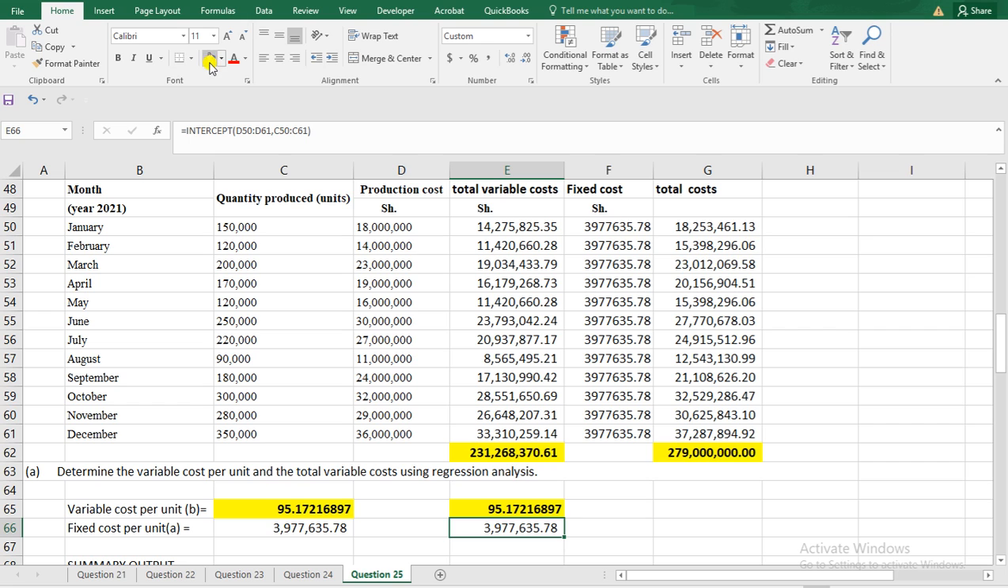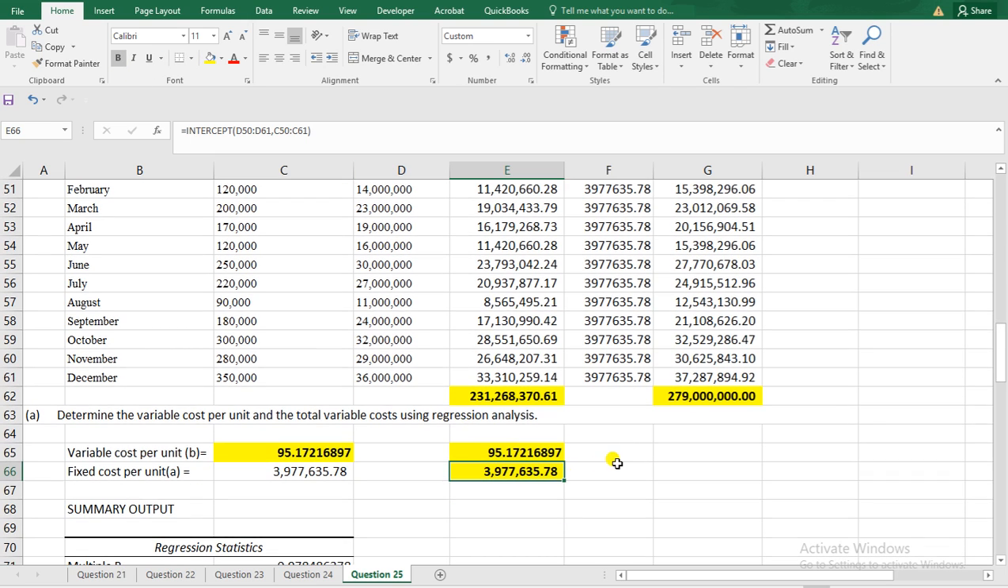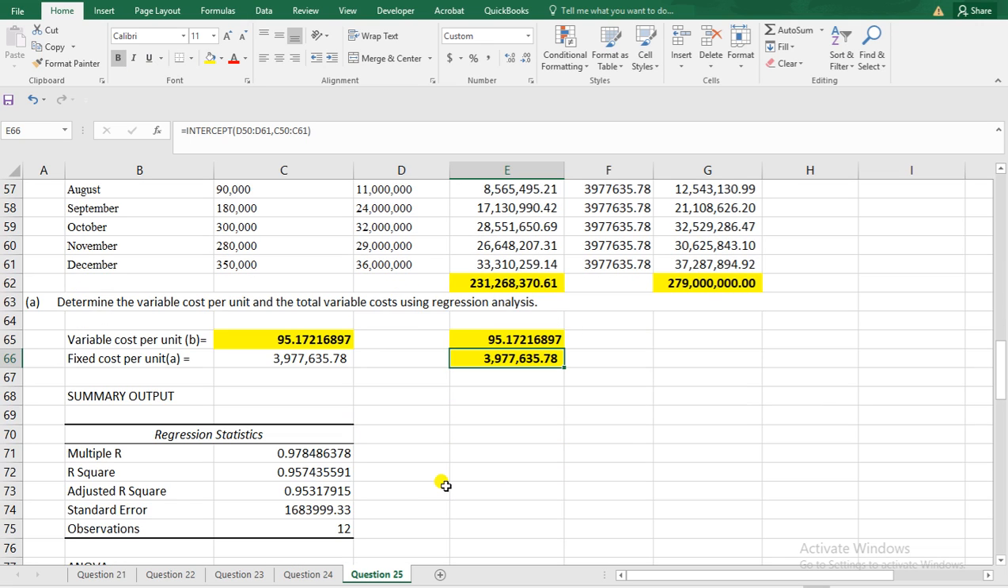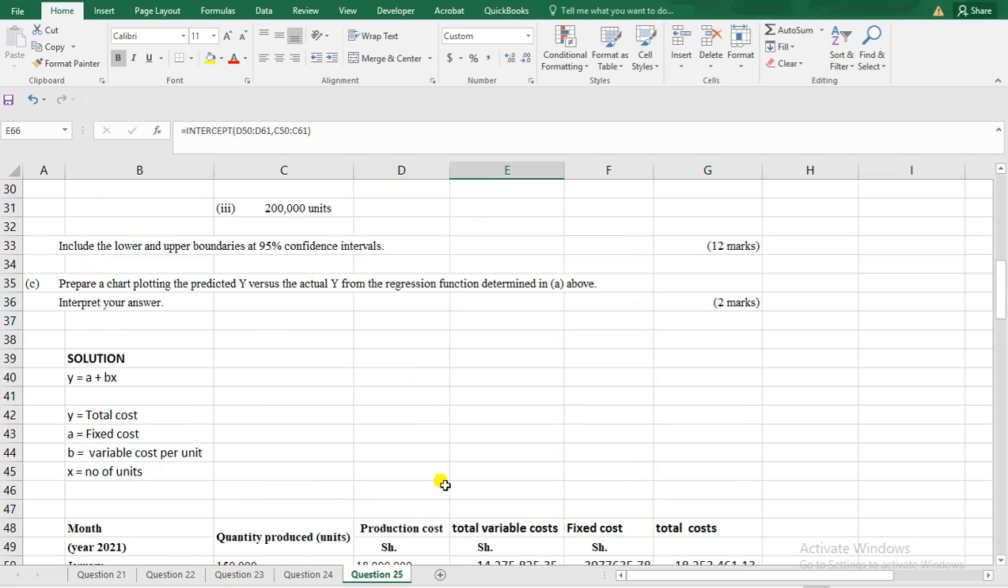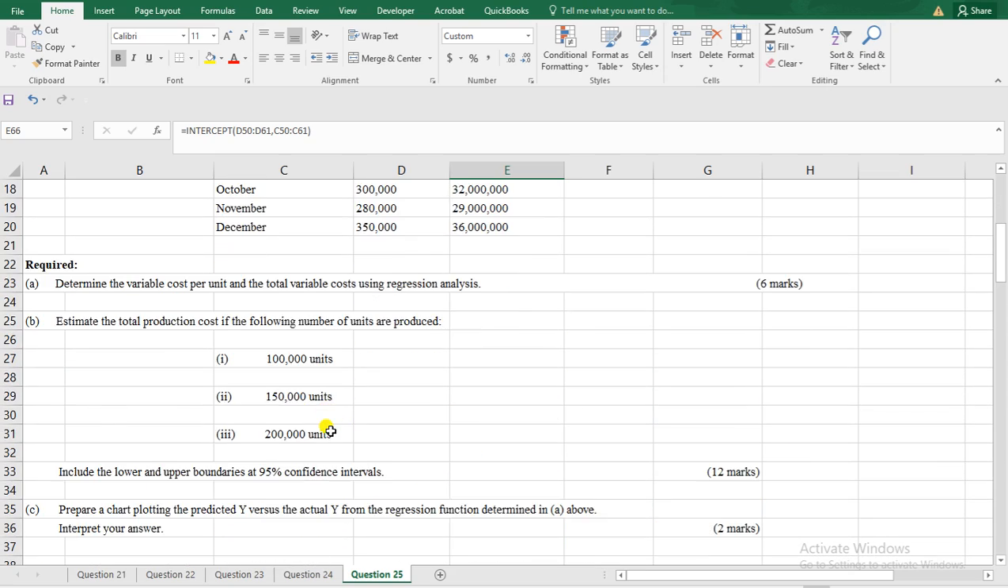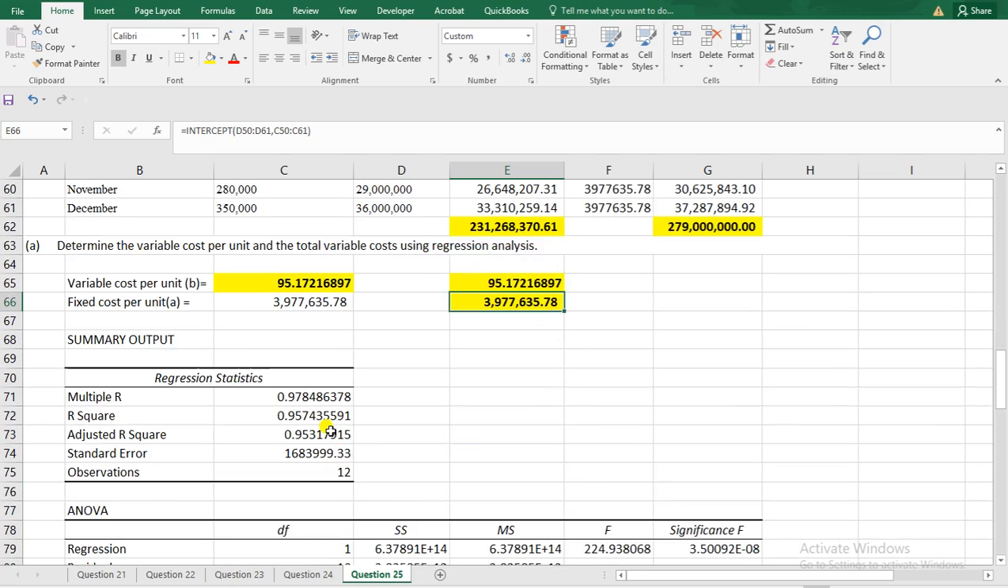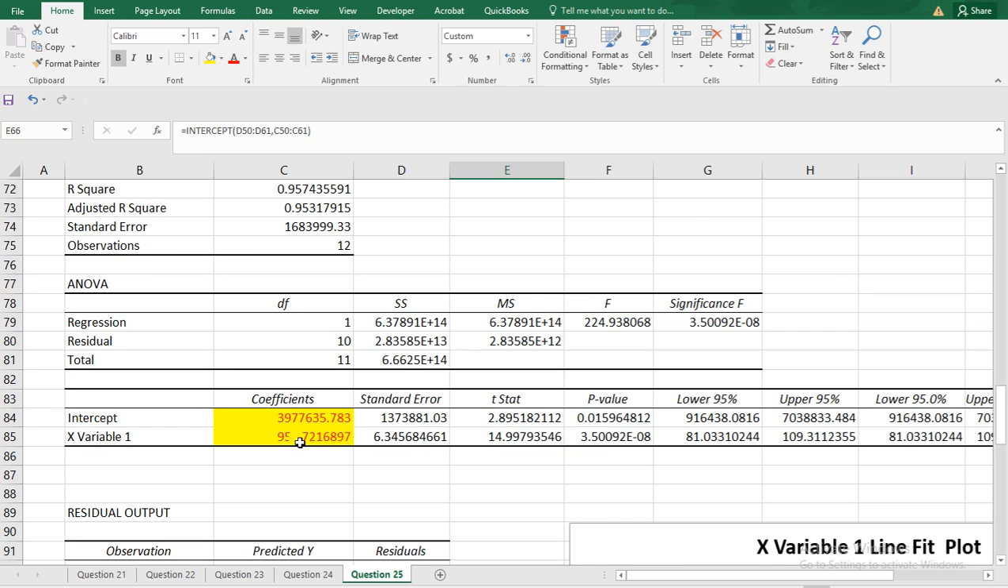I have my values, which are the same. So at this point, you're allowed to select the one that you prefer, because all of them are regression. I think we are done with part C and part A of the question. And this is what you're having.